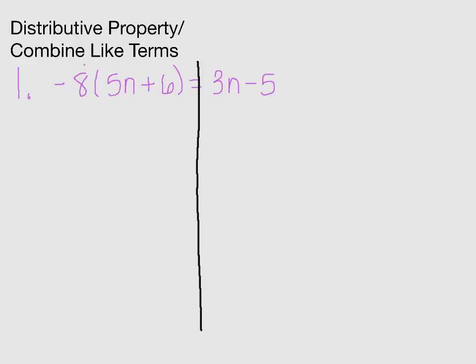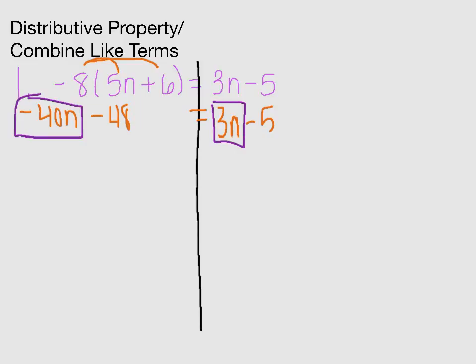I'm going to take negative 8 and multiply it by 5n, which is going to be negative 40n. I now need to do negative 8 times positive 6, which is negative 48. I drop down what I haven't touched yet, which is 3n minus 5. Now I look and see that I have some like terms. Some of my like terms are my 3n and my negative 40n. My other like term is negative 48 and negative 5.